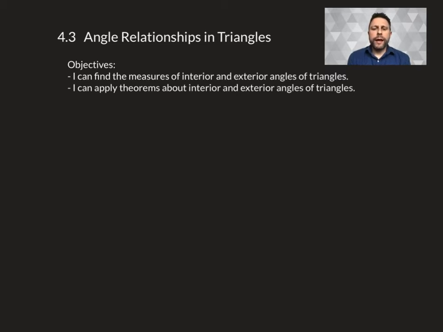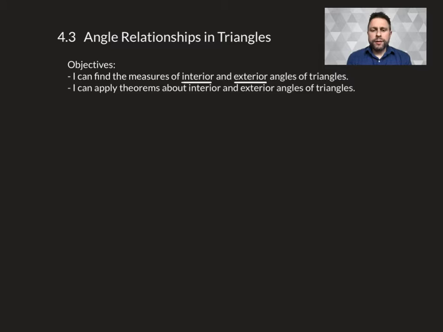So today we're looking at chapter 4-3, angle relationships and triangles. There's really two main objectives in this section. First is I can find the measure of interior and exterior angles of triangles. And we're going to look at the definition of interior and exterior in just a little bit. Second objective is I can apply theorems about interior and exterior angles in triangles.